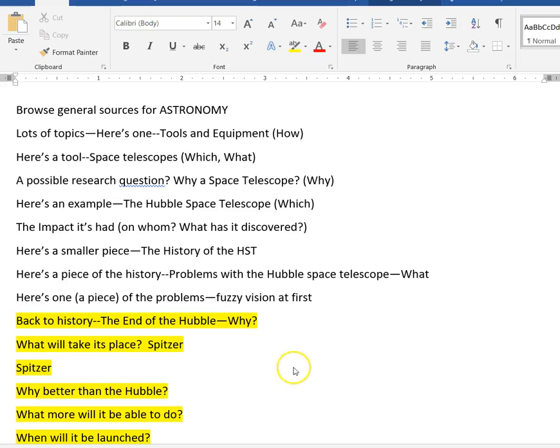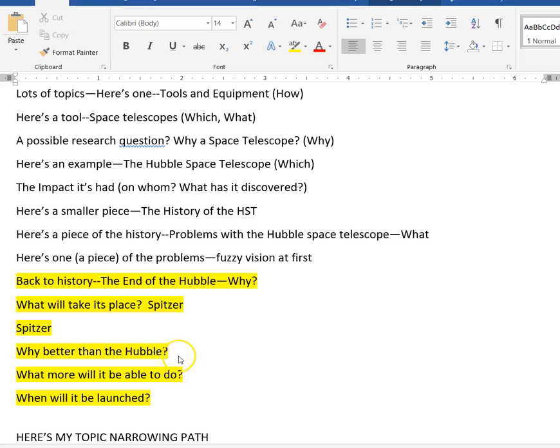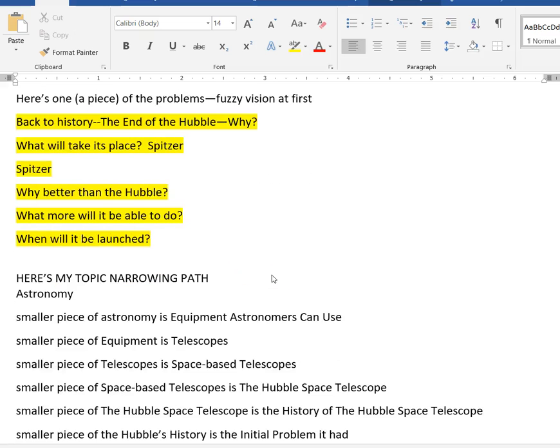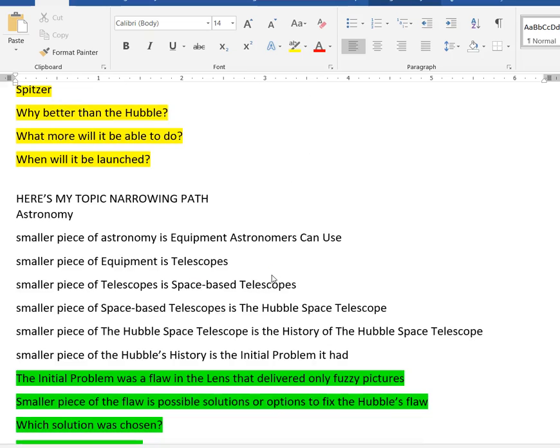Okay, but then see here, I kind of got off track, because I saw, well, they're going to end the Hubble. In other words, they're going to basically turn it off, and the reason is there's this new telescope, Spitzer telescope, that's coming on. So I thought, well, maybe that's something to research. Why are they going to turn off the Hubble? Or what's so superior about the Spitzer? Okay. But then I thought, these are yellow, because I thought, no, I'm going to erase these. I'm going to stick with the Hubble, right? Okay. And get to its flaw.